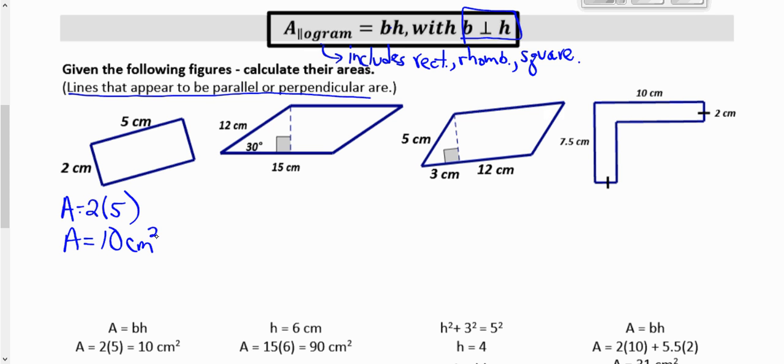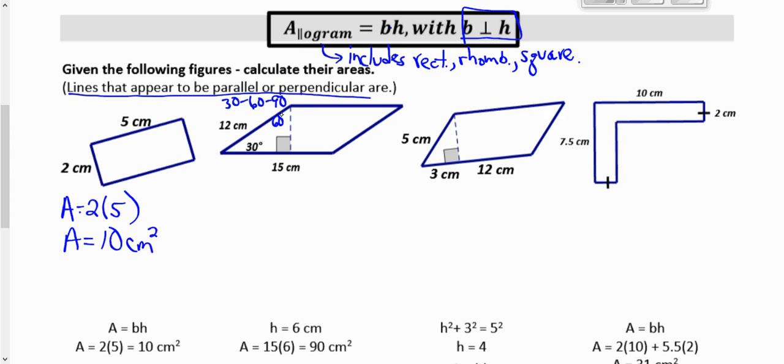Okay? There's a couple of ways we can do this. What kind of triangle is this here? It's a 30, 60, 90 right triangle, okay? Now be careful here. What would be the short leg?